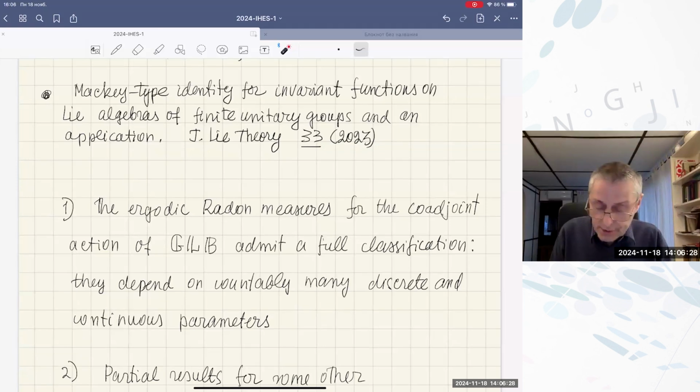Briefly speaking, it turns out that the ergodic Radon measures for the coadjoint action of our group GLB admit a full classification. And it turns out that they depend on countably many discrete parameters and countably many continuous parameters. So there are plenty of ergodic measures, but nevertheless, they admit a full classification. This is true for the group GLB, but it turns out that GLB is not an isolated object.